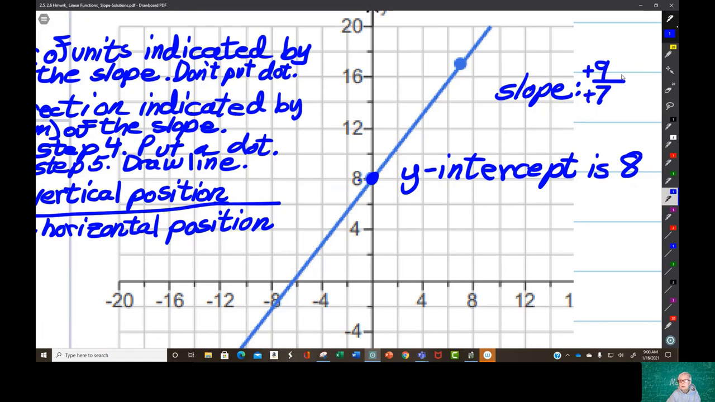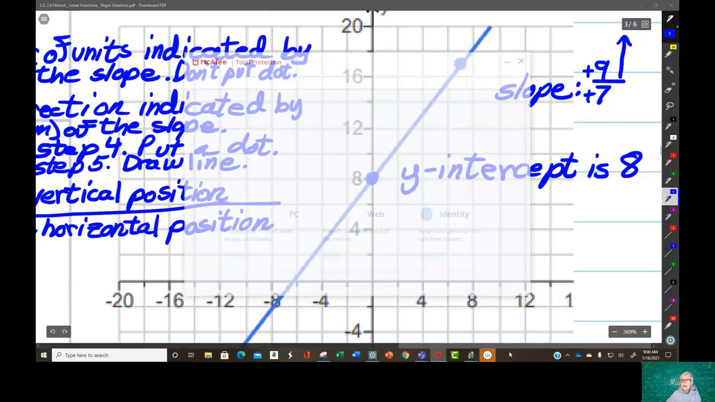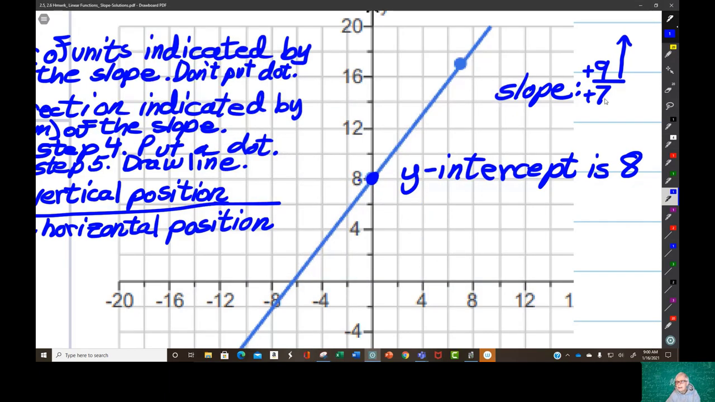Positive 9 means move up 9 units. Positive 7 means move to the right 7 units. And then put a dot. That's what we're going to do. So I need to move up 9 units, and to do that, I have to figure out the scale.